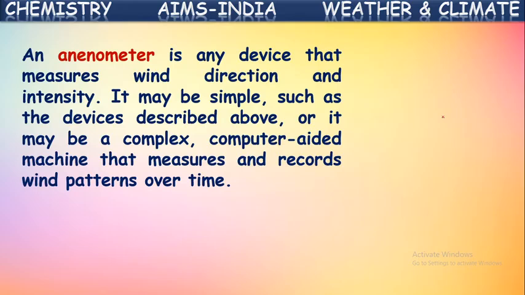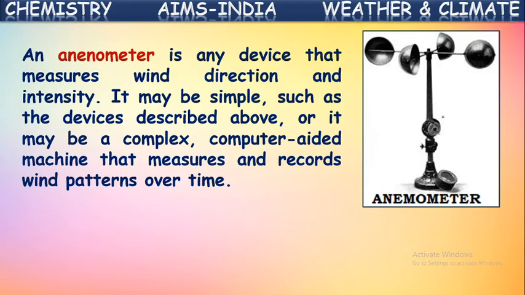One more instrument used to find wind direction is an anemometer. An anemometer is any device that measures wind direction and even intensity also. It may be simple, such as the devices described earlier like a wind vane, weather vane or wind sock. It may sometimes be complex also, and even work with computer aided machines that measure and record the wind pattern accurately over time. So to get accurate wind speed and wind directions, generally they use these anemometers. It is the most accurate one.